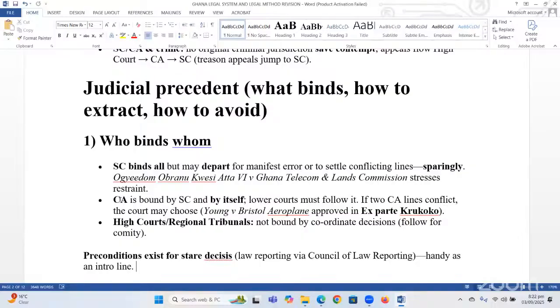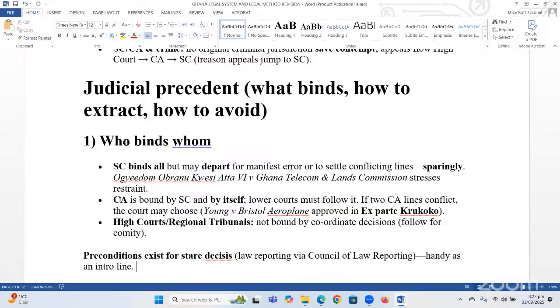But when it comes to precedent for the High Court and the Regional Tribunal, a decision of a High Court is not binding on another High Court, but it is persuasive. A decision of the Regional Tribunal is also not binding on the High Court because they are courts of coordinate jurisdiction. But where a High Court has decided the matter and there is no Court of Appeal decision and no Supreme Court decision, then you cannot ignore what a High Court decided unless you have some other superior reasoning which you think should be stated. Otherwise, there's no point in ignoring what one High Court has already decided.